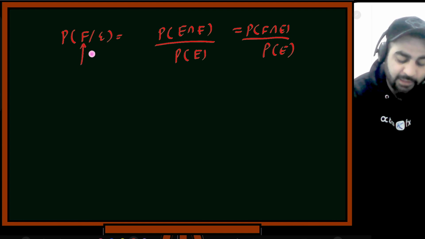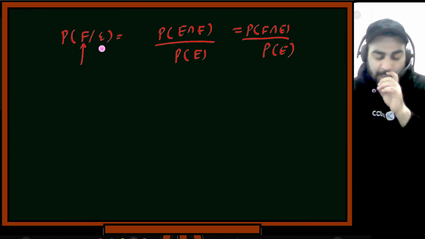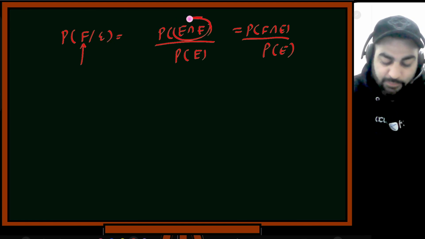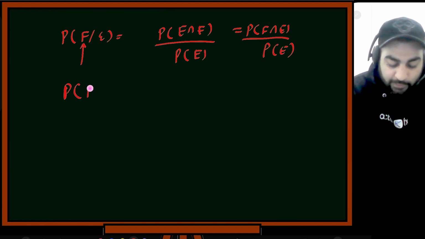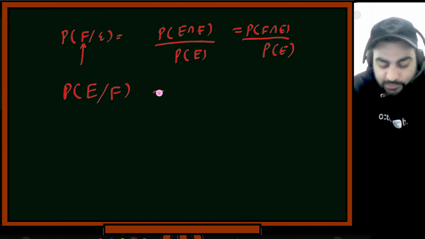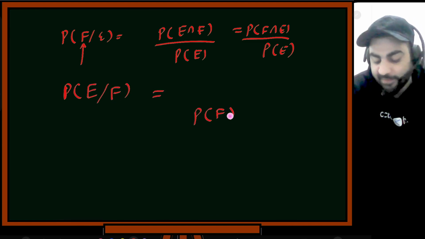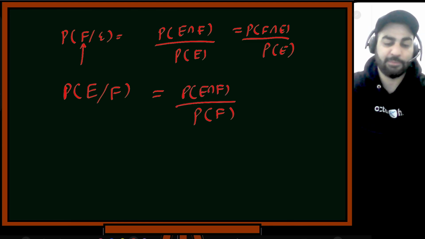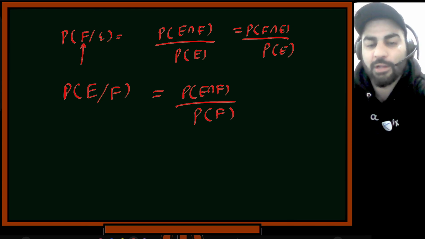So this is our event for which we want to compute the probability, this is the event that has happened, and this is the intersection between those events. If I have the probability of E given F, this denominator will change, because now F has happened. The rest will remain the same. Now we'll solve some problems so that we have a proper understanding of this.